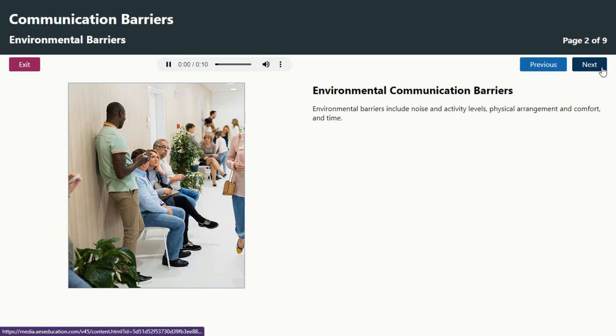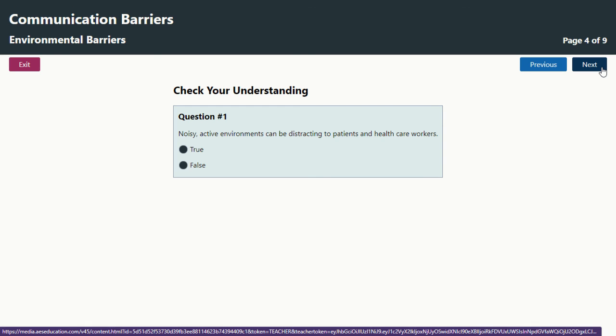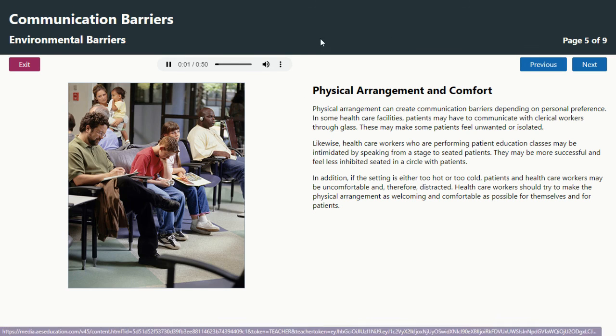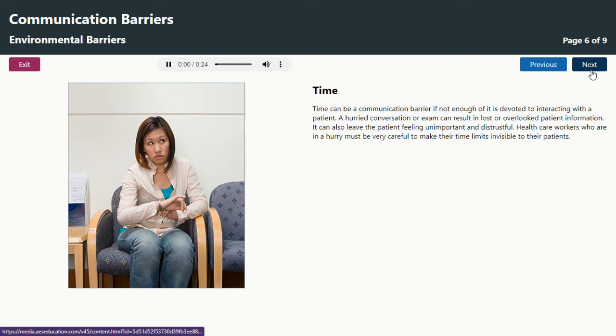Let's see. Environmental noise and activity levels. Physical arrangement and comfort. Time.